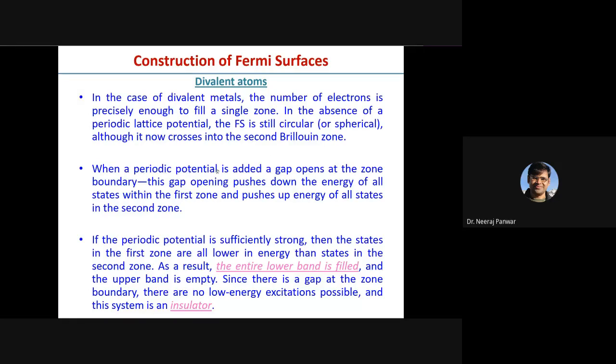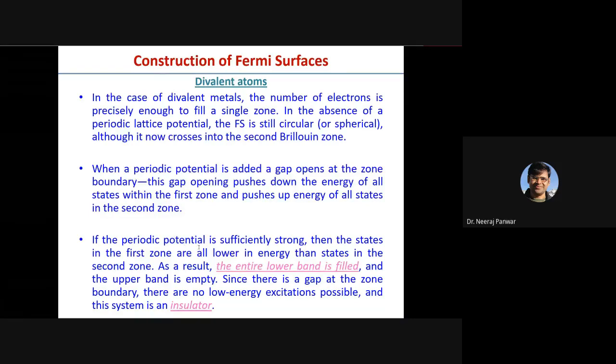When a periodic potential is applied, a gap opens up at the zone boundary. This gap opening pushes down the energy of states within the first Brillouin zone, and pushes up the energy of states which are in the second Brillouin zone but close to the first Brillouin zone boundary. Please recall that previous picture.